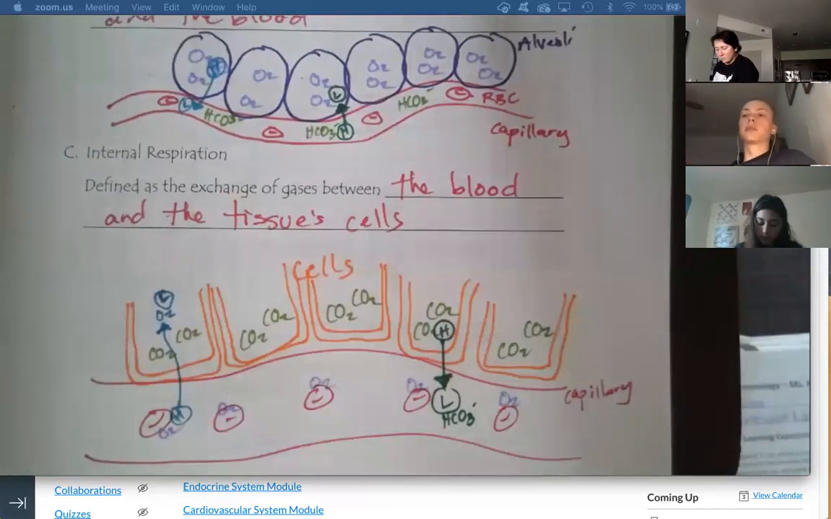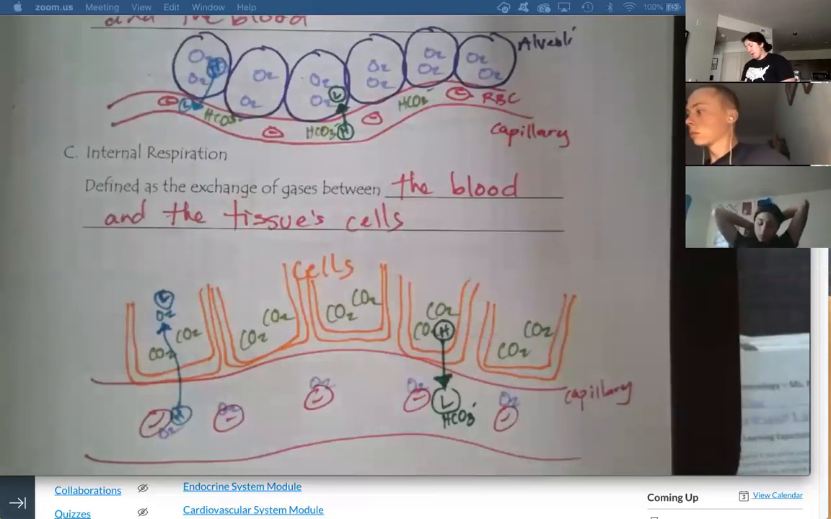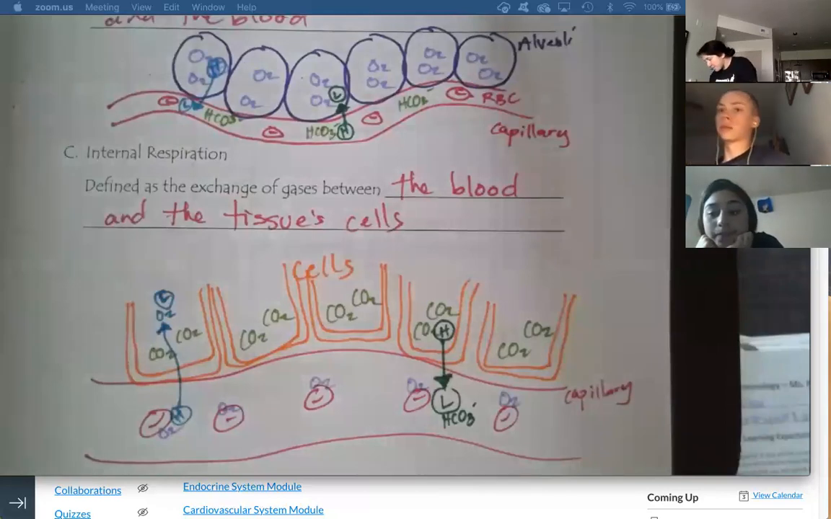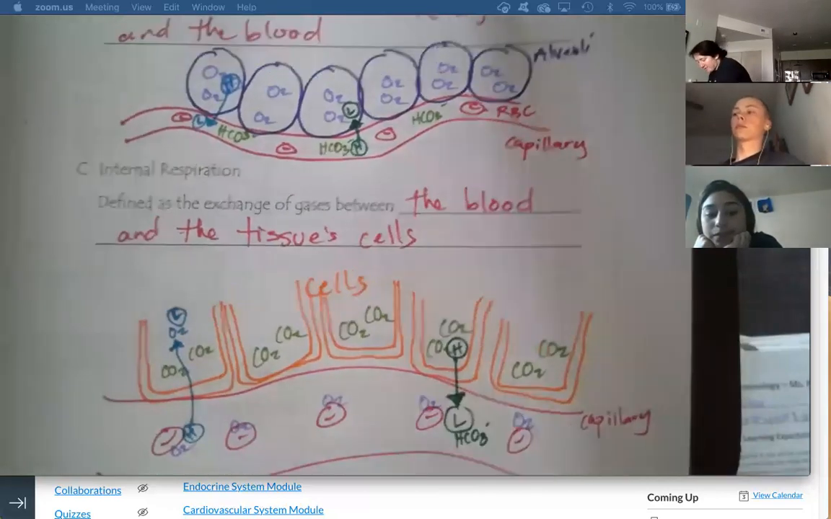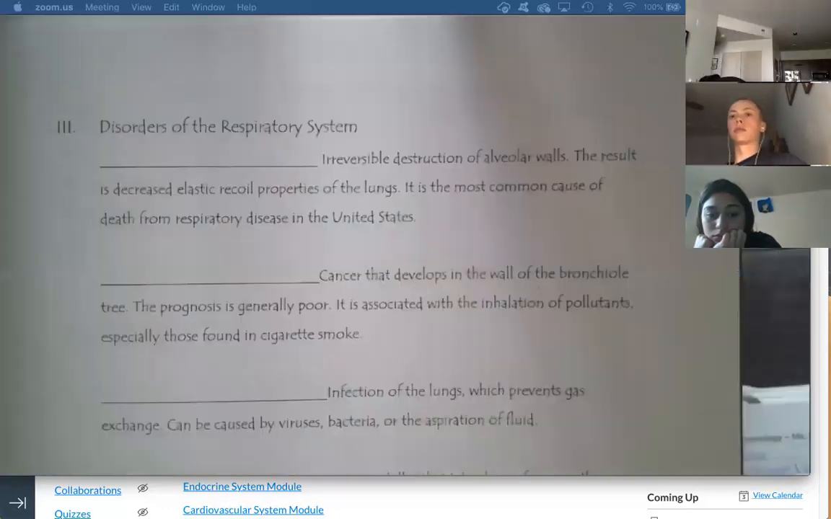Okay, so that's respiration. We know that oxygen is transported on the hemoglobin. We know that carbon dioxide is dissolved in the plasma as bicarbonate ion. And we've now discussed how exchange happens between the blood and the alveoli and how exchange happens between the blood and the cells of the body. All right, last thing we need to talk about are a couple of disorders that deal with the respiratory system.